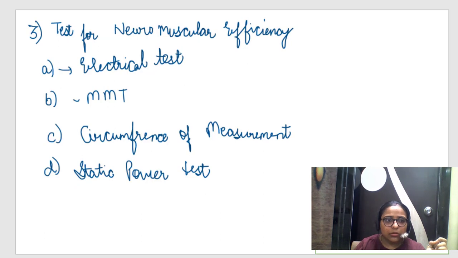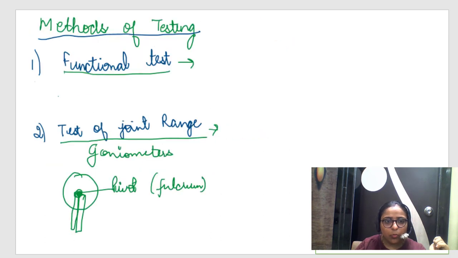Now the next test is the test for neuromuscular efficiency. Here you have to test the nerves as well as muscles, right? In neuromuscular efficiency we have the electrical test, your MMT, your circumference measurement, and your static power test. Before discussing that, I just want to share one more point in the test of joint range of motion.